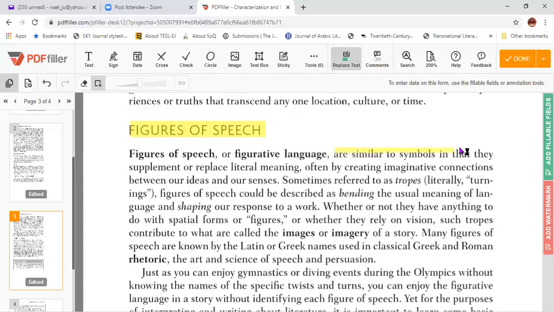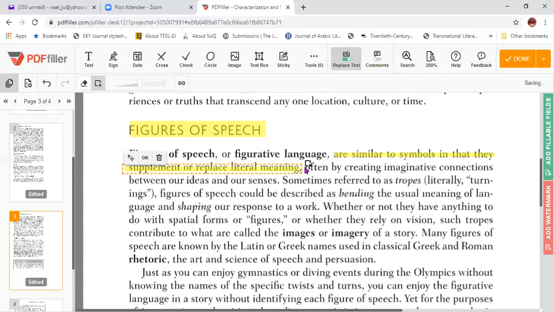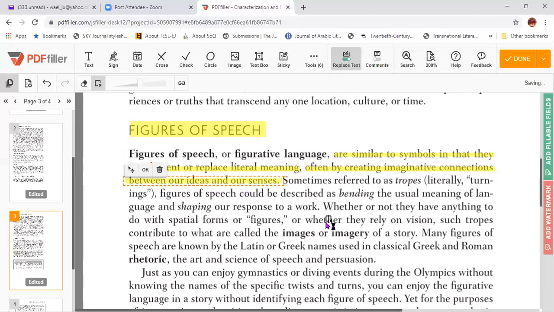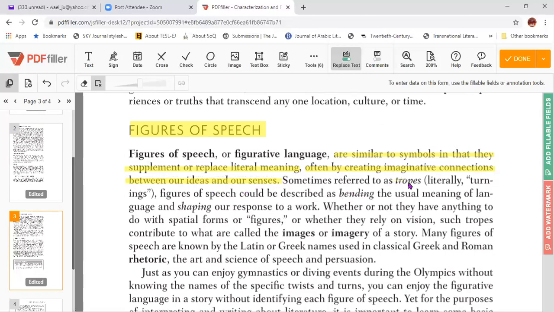What we mean by figures of speech is that they are similar to symbols in that they supplement or replace literal meaning, often by creating imaginative connections between ideas and our senses. So simply, figurative language is the opposite of literal meaning. The opposite of literal is the symbolic or the figurative, okay? And that's what we mean by figurative language, and sometimes referred to as tropes. We refer to figurative language as tropes, literary turnings.